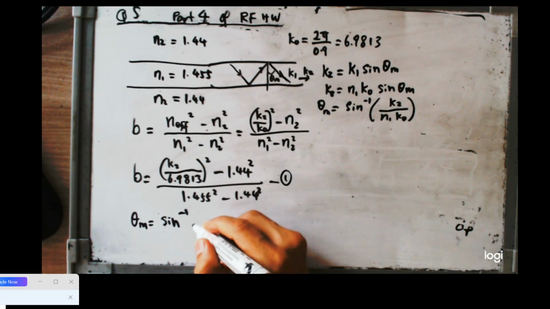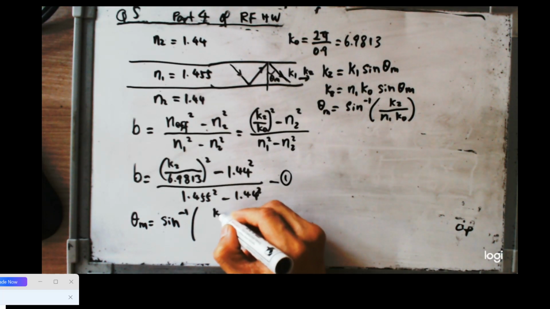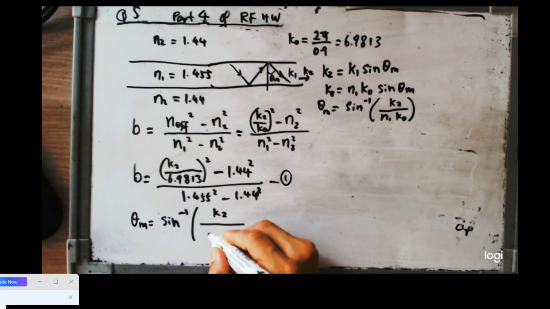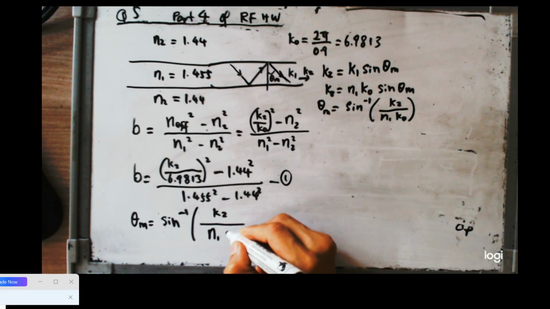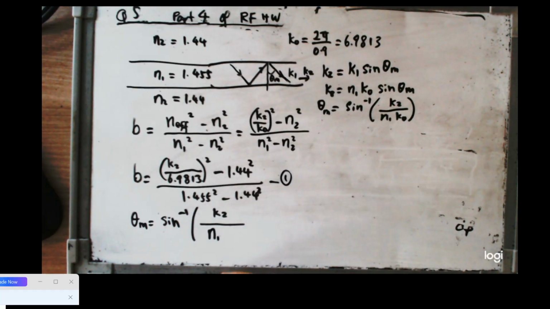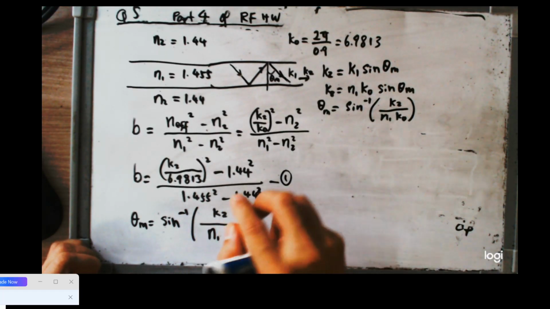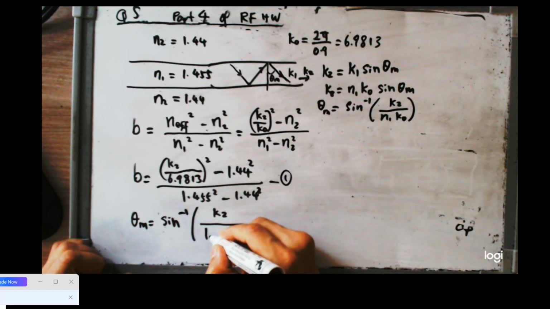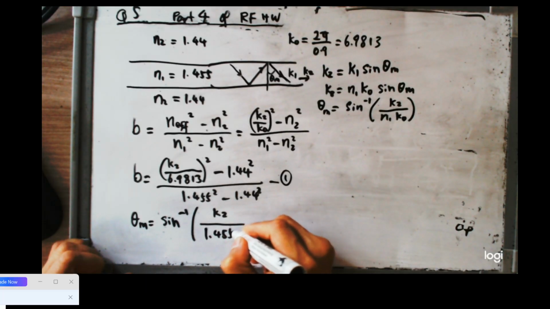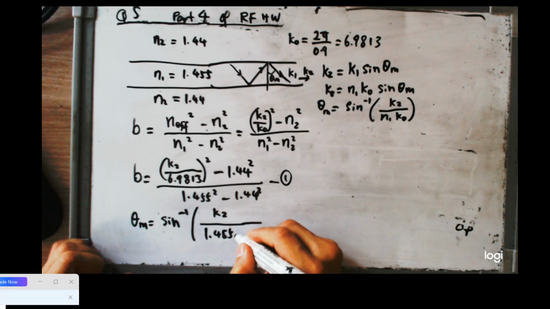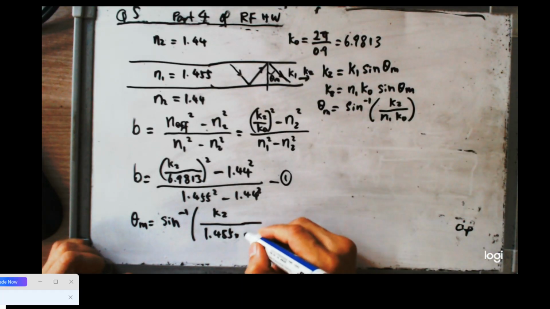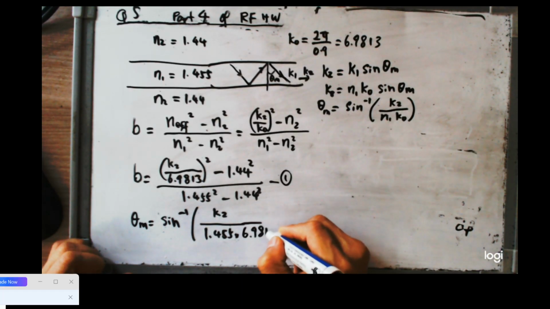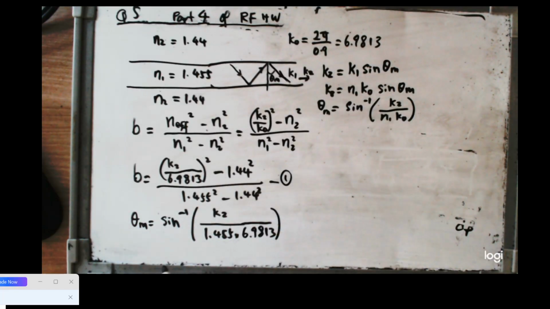and then kz, and then n1. But we have already got n1. n1 is 1.45. And then times k0. k0 is 6.9813. So these are the things that we are going to be based on.